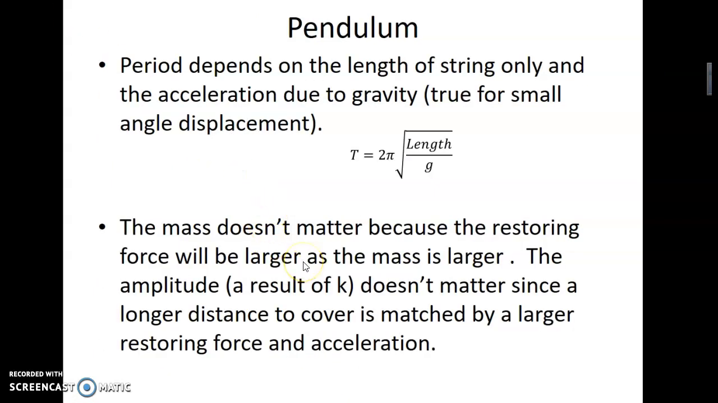All right, so if we're talking about a pendulum, again, a variety of different formulas that you can use for this, but this one I think is pretty straightforward. A couple of things to note with this is that the mass doesn't matter because the restoring force will be larger as the mass is larger, and those two will cancel each other out. The amplitude also doesn't matter because the longer the distance you have to cover is matched by a larger restoring force and thus a larger acceleration. So the amplitude doesn't matter either, which might come as a surprise, but there it is.